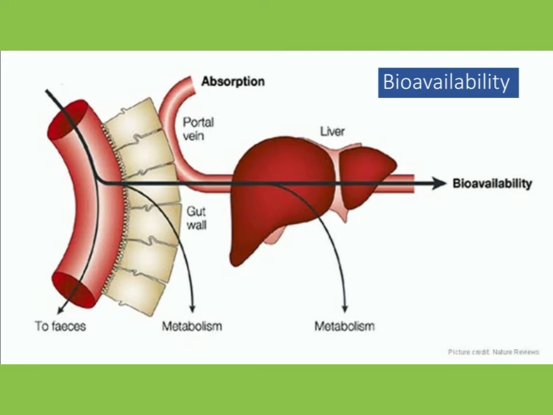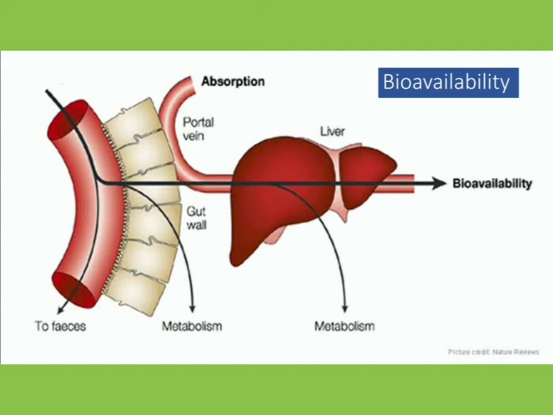Now let's move to bioavailability. So what is bioavailability? Bioavailability tells us how much amount of drug is reaching the systemic circulation. Suppose you have taken 100 units of drug, it can be a tablet or sublingual or from any route. From that 100 units of drug, how much amount is reaching the systemic circulation, and in how much time? That is known as bioavailability.